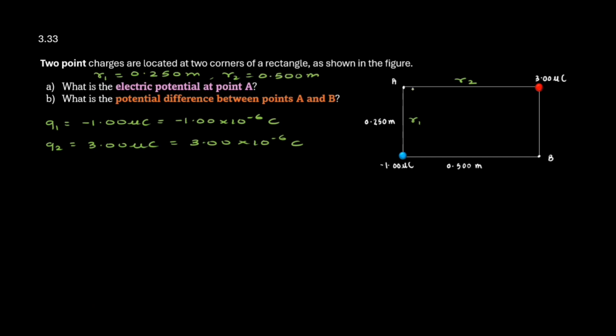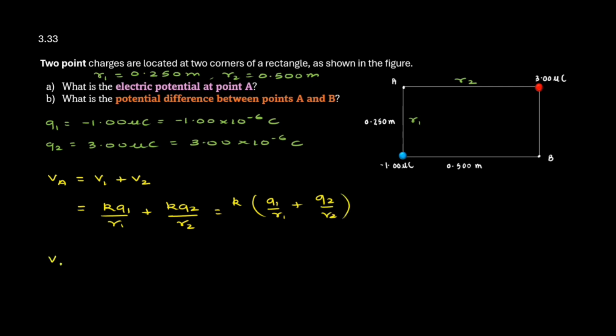We need to find potential at point A because of these two charges. We know that electric potential is a scalar quantity. So if we were to find potential at point A, we need to add electric potential at that point due to charge 1 and charge 2. So we can write V1 as KQ1 over R1 and V2 as KQ2 over R2. Since K is common in both, we can take it out and write Q1 by R1 plus Q2 by R2.